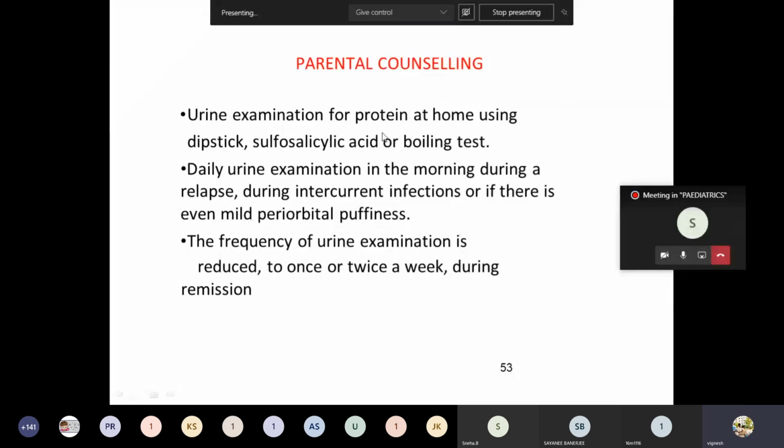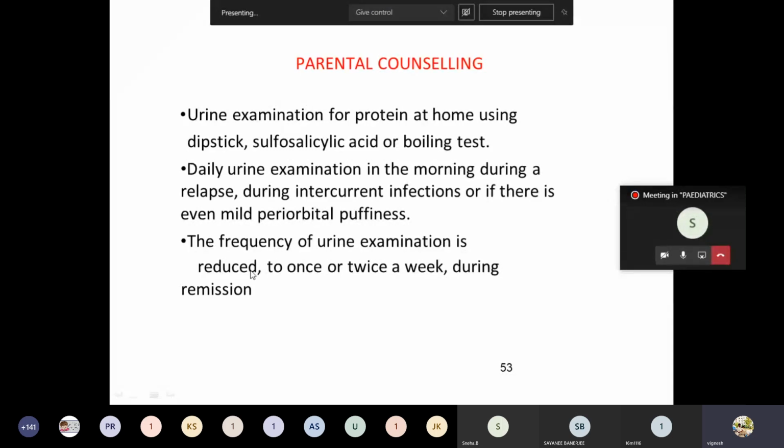You can interpret it and write it on a piece of paper, and while coming for examination or follow-up, you should show us. Daily urine examination in the morning during a relapse. When there is a relapse, you should do it daily. Okay. During intercurrent infections, if there is an infection also, you should do it daily. Okay. If the child notices puffiness in the morning, then also they should do urine examination. Based on the urine report, you should come and show it to the consultant who has seen the child previously.